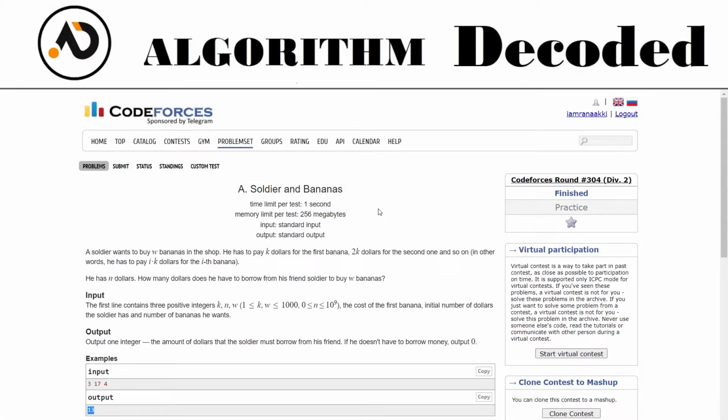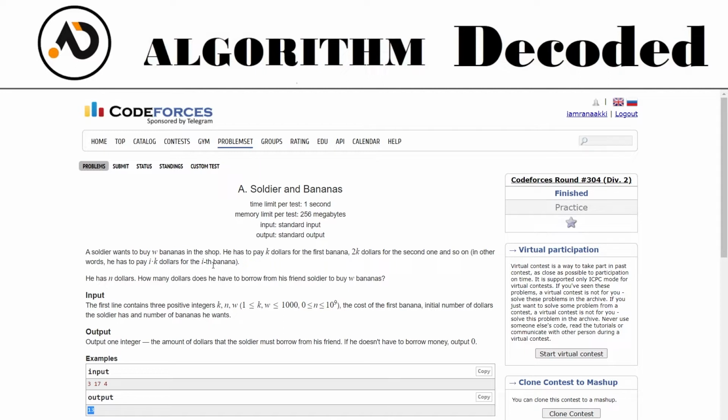And today's question, question number 15, is Soldier and Bananas. A soldier wants to buy W bananas in the shop. एक soldier है जिसे W bananas खरीदने हैं. He has to pay K dollars for the first banana, 2K dollars for the second one, and so on. In other words, he has to pay i times K dollars for the ith banana.